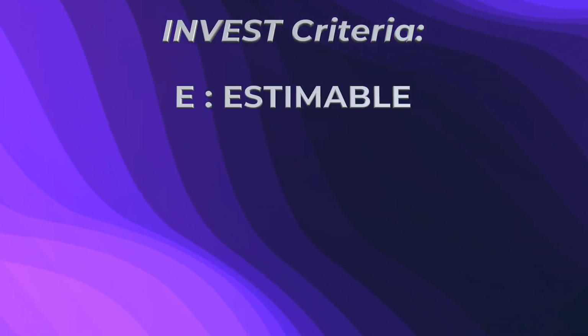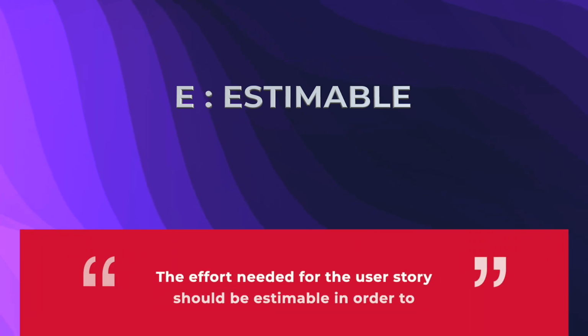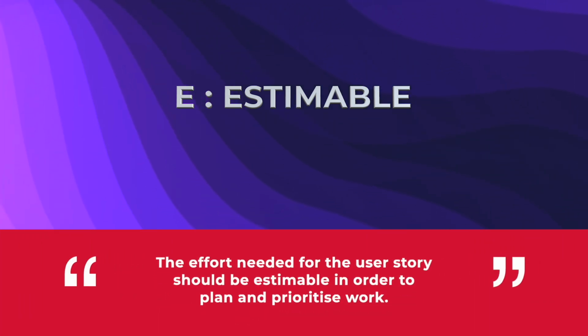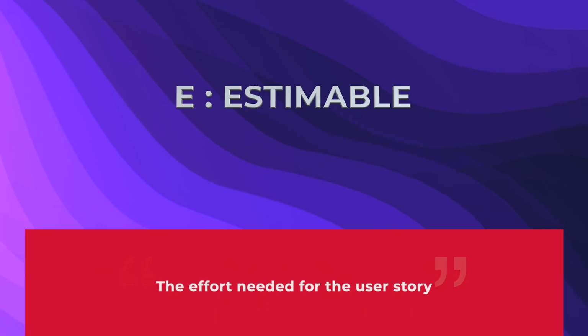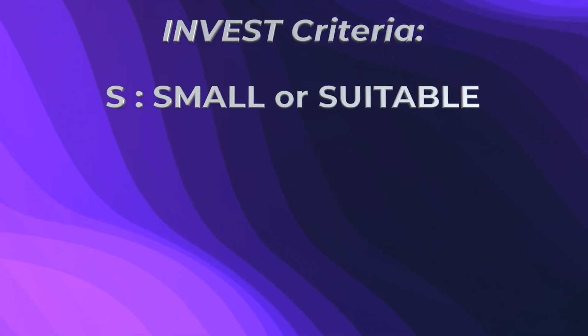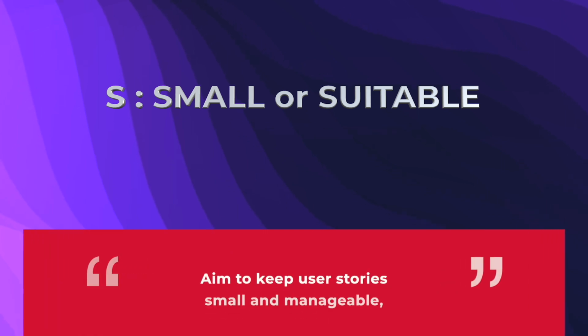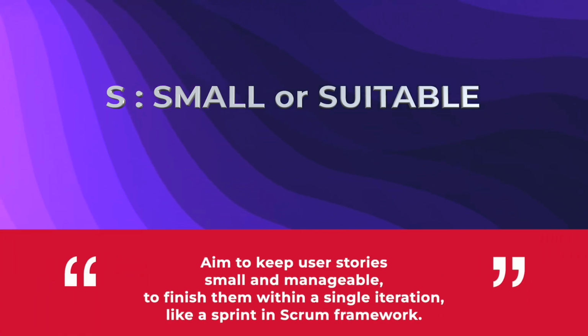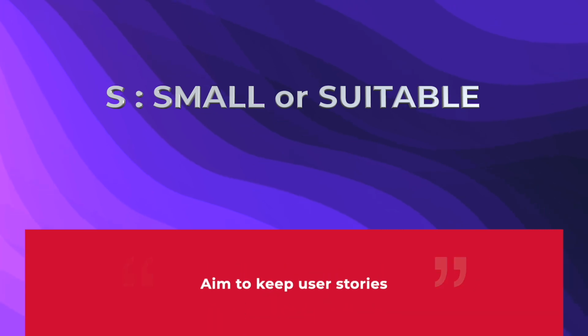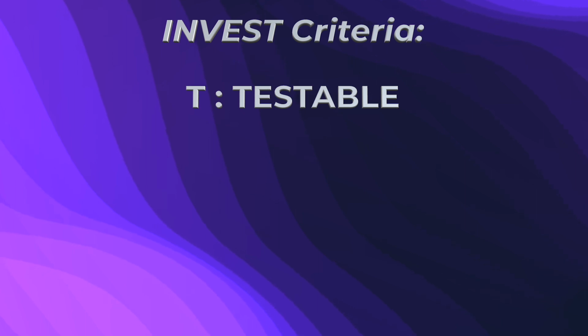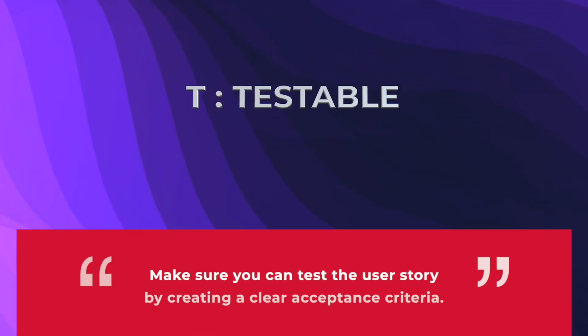E for estimable. To effectively plan and prioritize the work, you need to estimate the effort required for each user story. It's often unclear, but you have a hunch the effort is small, medium or large. That's a start anyway. S for small or suitable. Keep stories small and manageable. Large, complex stories can be challenging to complete within a single iteration. T for testable. Lastly, user stories should be testable.